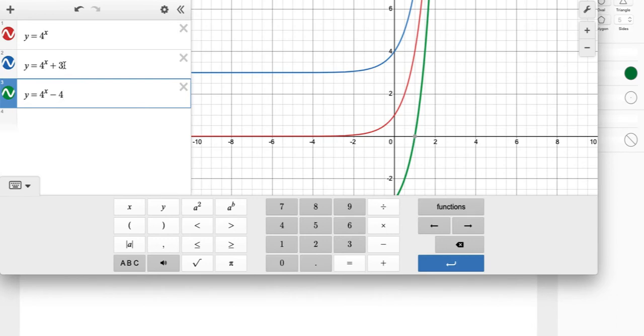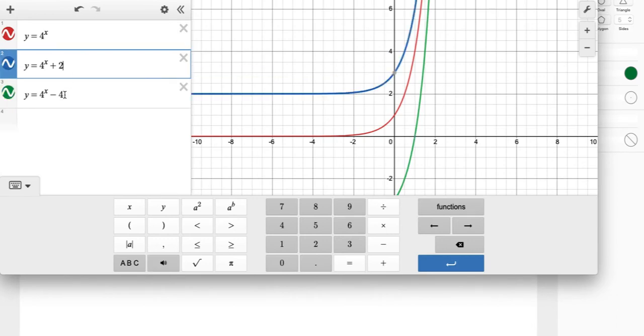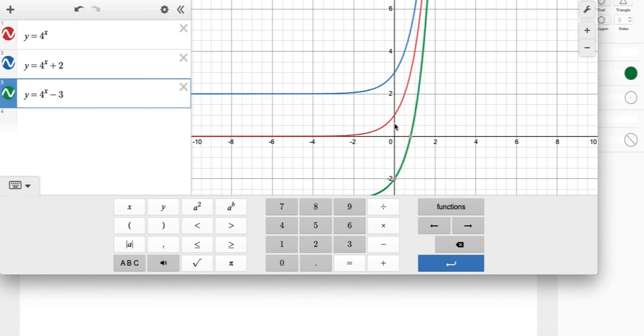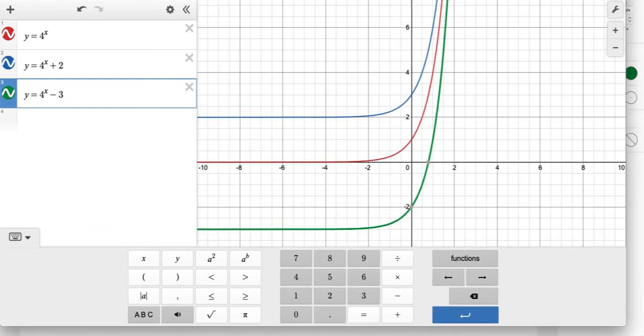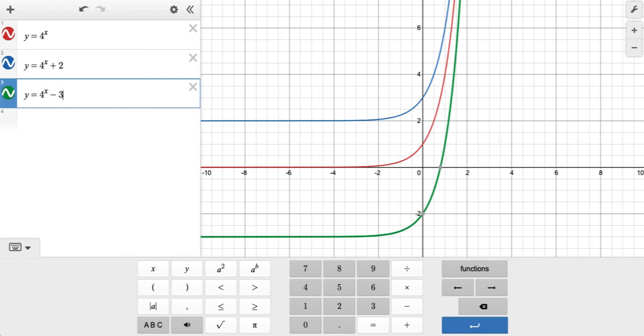So if I add 2 and subtract 3, you see we just have vertical shifts that have occurred, and it kind of makes sense. It's just what we expected. So we see that the same rules for any function that we've had ever before will apply even to this new function.